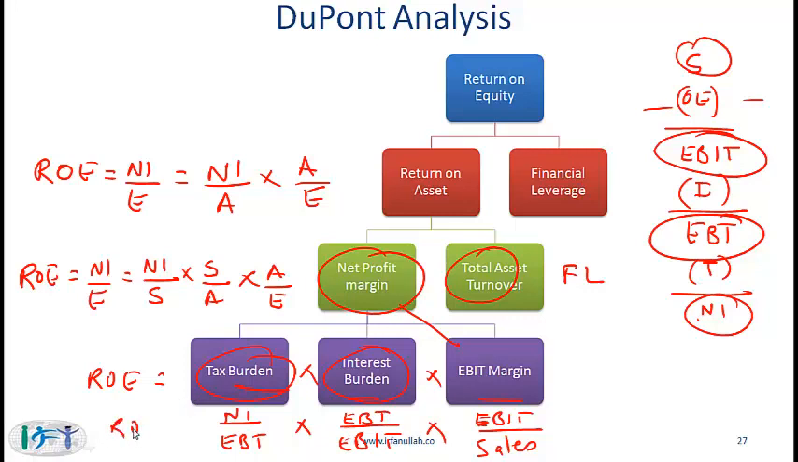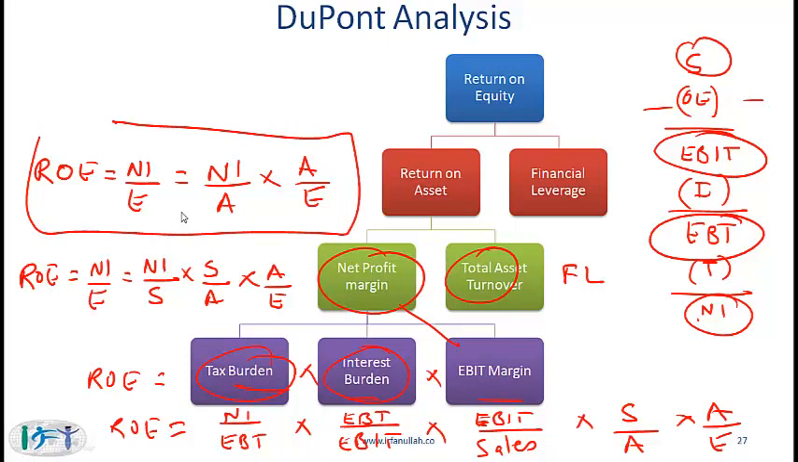So the 5-form DuPont equation then becomes net income over EBT times EBT over operating profit times operating profit over sales times the total asset turnover, which is sales divided by assets multiplied by the financial leverage, which is assets over equity. Again, I will emphasize that you must know these two forms: net income over assets times assets over equity, and this form that essentially has three ratios: net profit margin, asset turnover, and financial leverage.